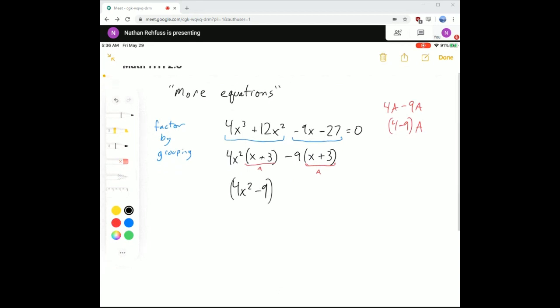Oh, Google Meet is really slow today. I should have 4x squared minus 9 copies of this x plus 3.